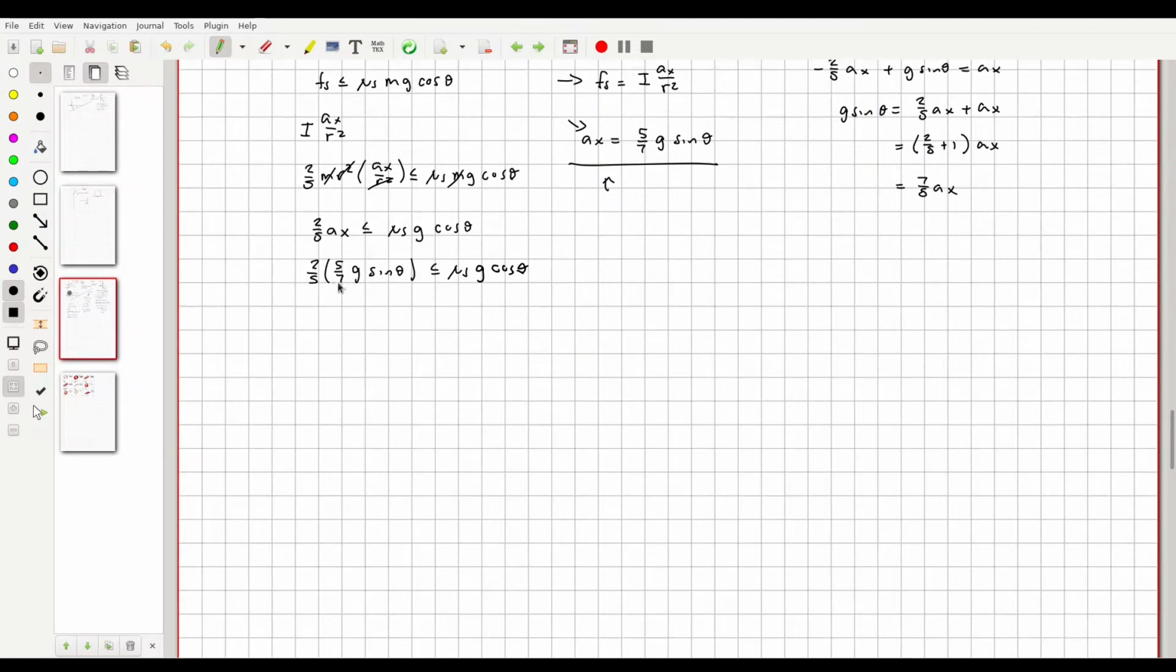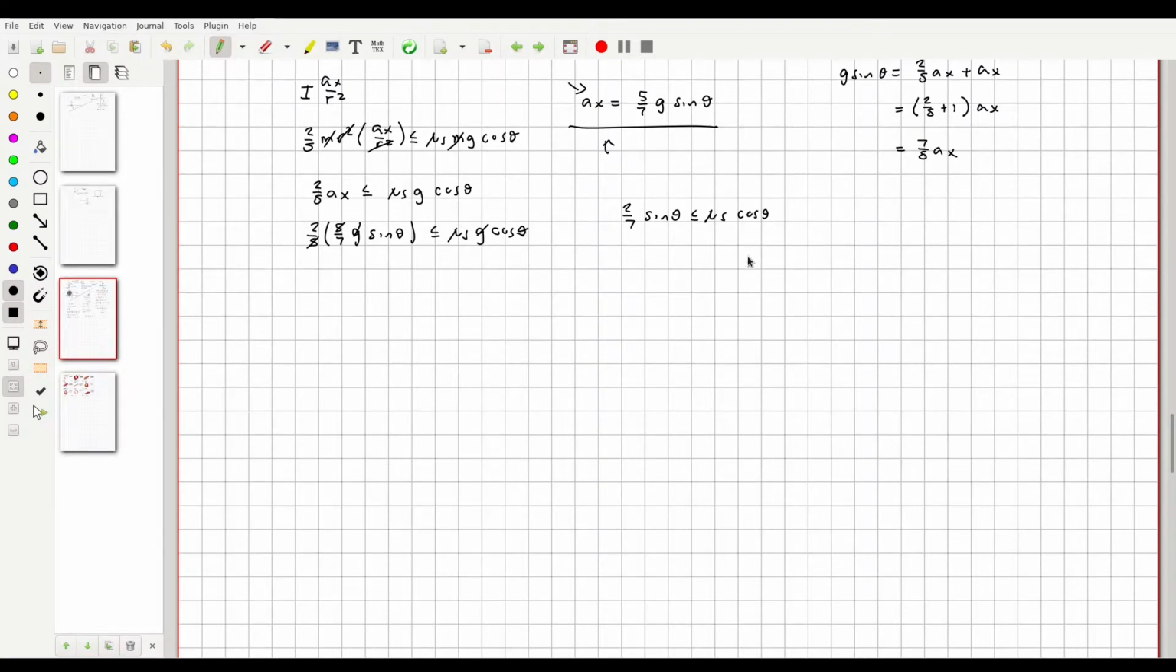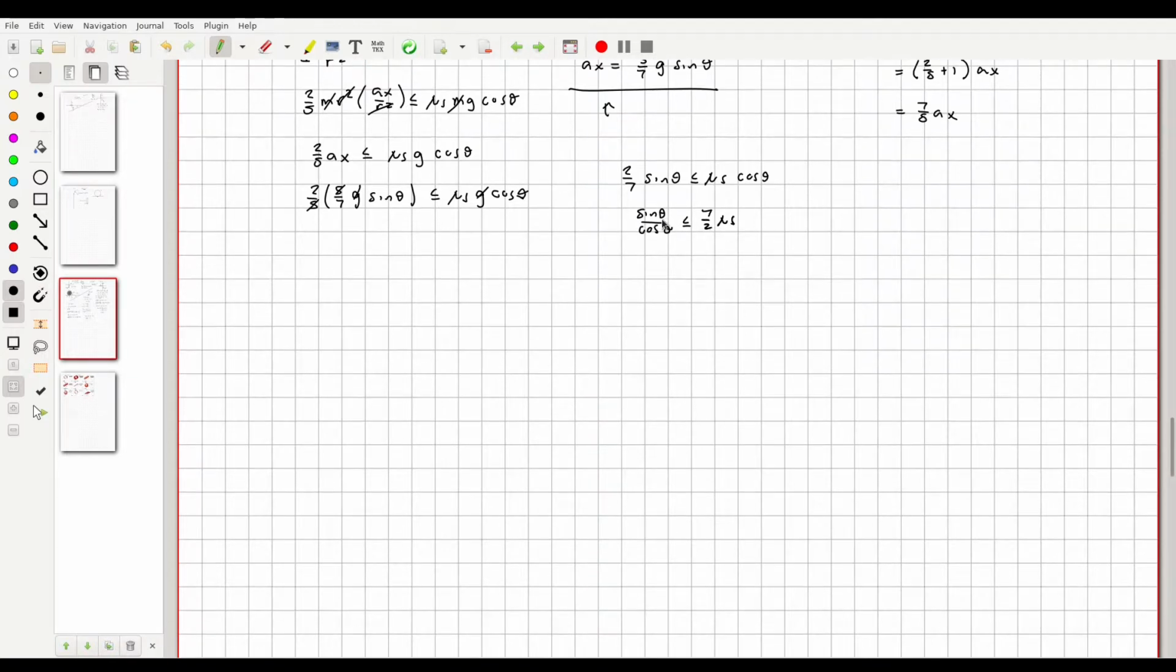So again, if I look here, the 5's cancel. Okay, the g's go away. So 2/7 sine of theta needs to be less than or equal to mu sub s times cosine of theta. Now, if I move the 2/7 to the right-hand side and then divide both sides through by cosine, I have sine of theta over cosine of theta is less than or equal to 7/2 mu sub s. Well, sine of theta over cosine of theta is tangent.